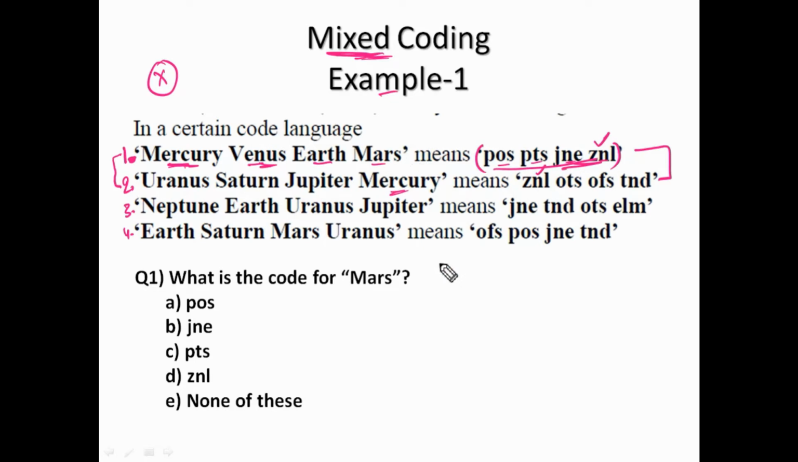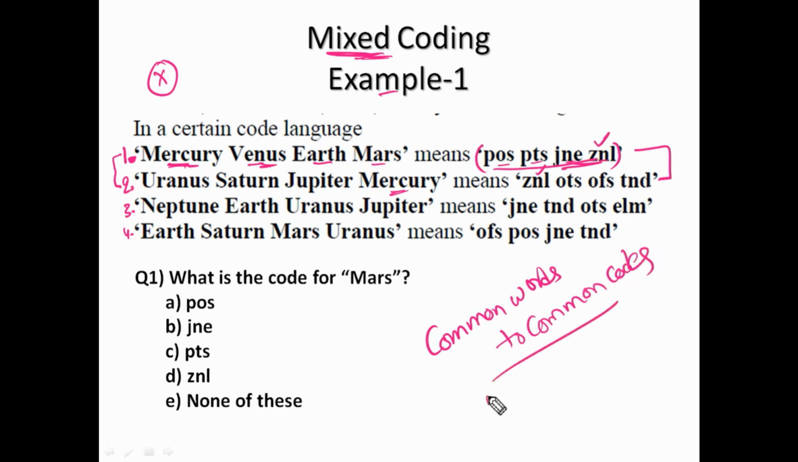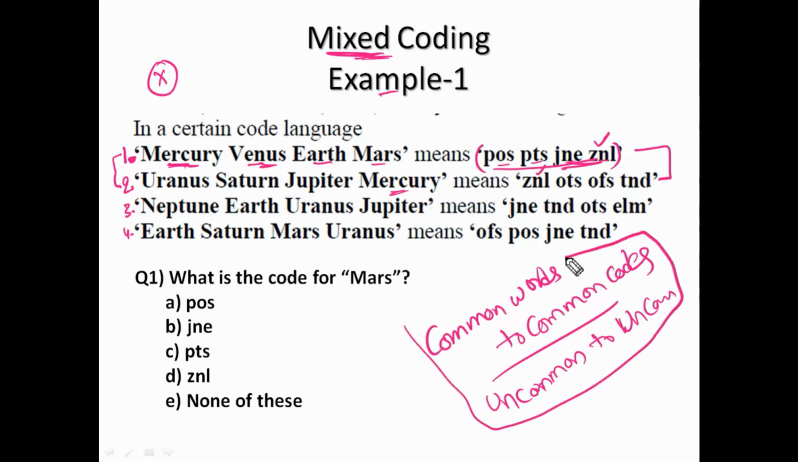Overall, the way to solve these questions is: common words to common codes, and uncommon words to uncommon codes. So based on common words we need to find common codes, and based on uncommon words we need to find uncommon codes.